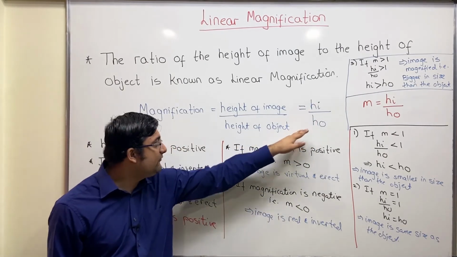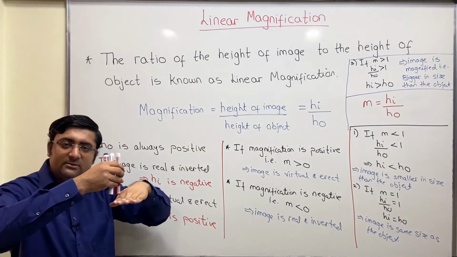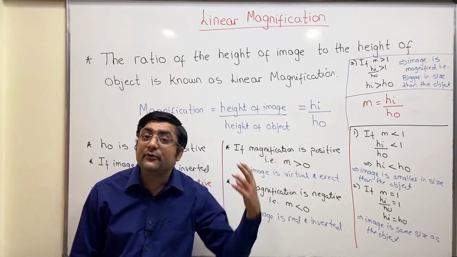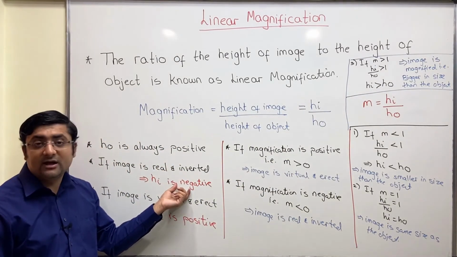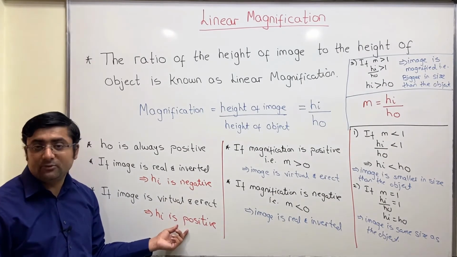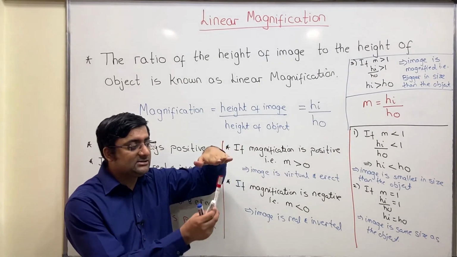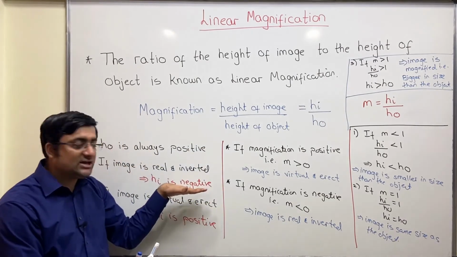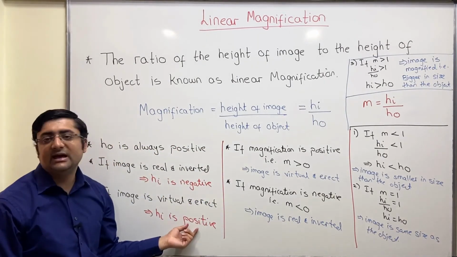Now guys, height of object is always taken as positive. Why? Because the object is always above the principal axis, it is taken as positive. Now height of image depends upon the type of image formed. If the image is real and inverted, then we'll take the height of image to be negative. If the image formed is virtual and erect, we'll take the height of image to be positive. I repeat, when the image is real inverted, this is my principal axis, so height of image is negative, it is below the principal axis, hence HI is negative. When the image is virtual and erect, it is above the principal axis, hence HI is positive.